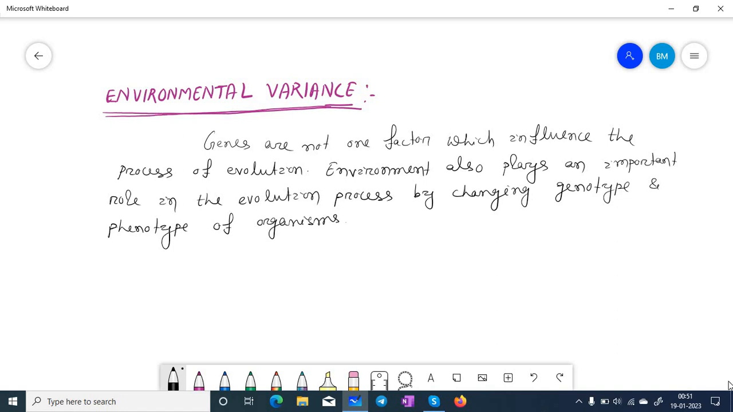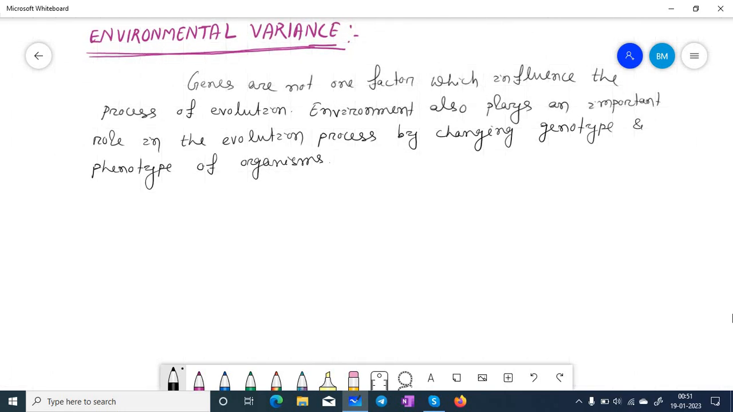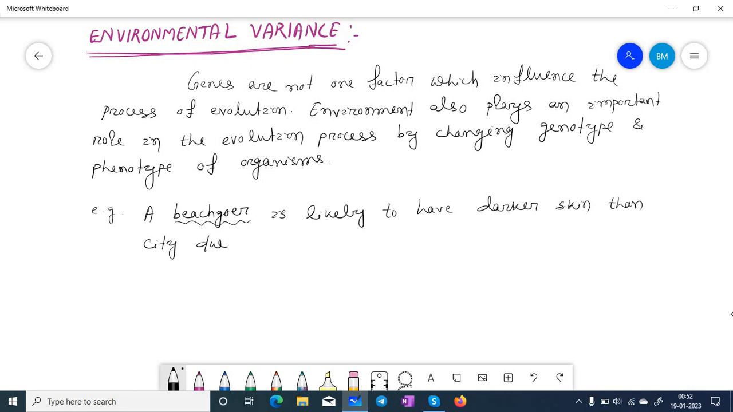As I already mentioned, it impacts the morphology of individuals. For example, a beachgoer. Beachgoer means a person who usually visits the beach. A beachgoer is likely to have darker skin than city dwellers, because the beachgoer is exposed to sunlight in comparison to city dwellers.